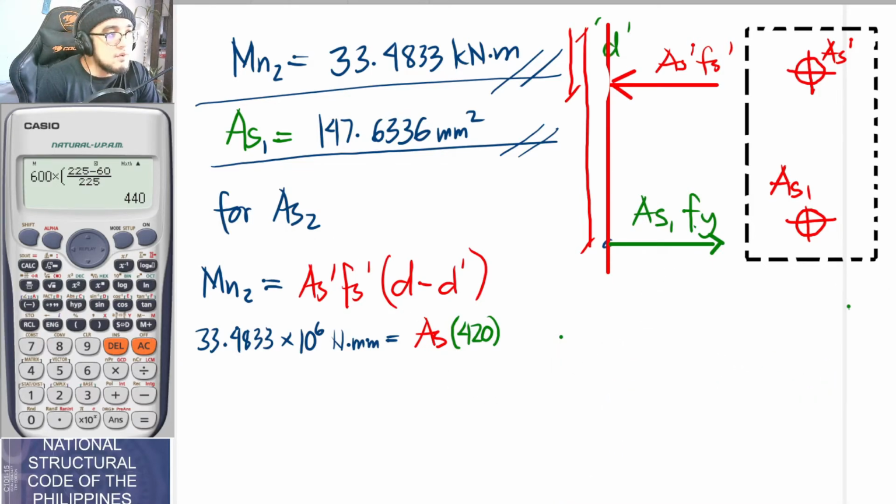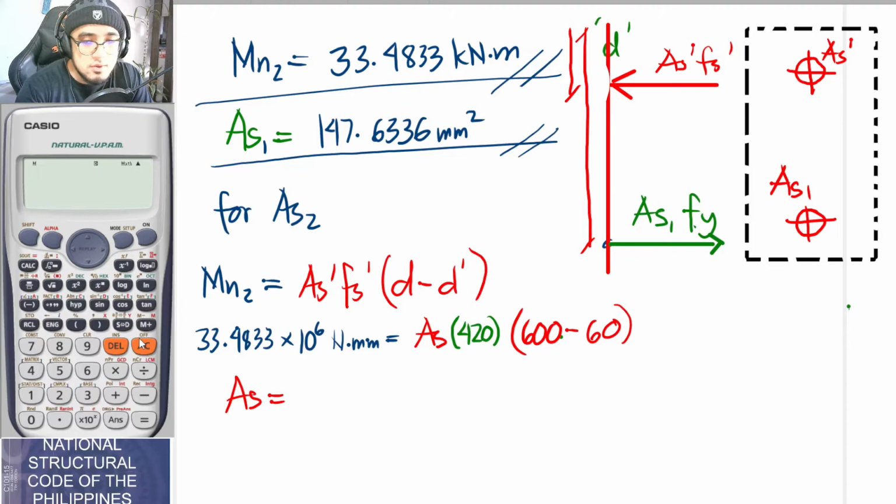And for the values of your D and D prime, D is 600 and your D prime is equal to 60. This is already given in the problem. So for the value of your As, this is now equal to 3.4833 times 10 raised to 6, divided by 420 times (600 minus 60). By the way, that was wrong, it is multiplied by, not divided by.